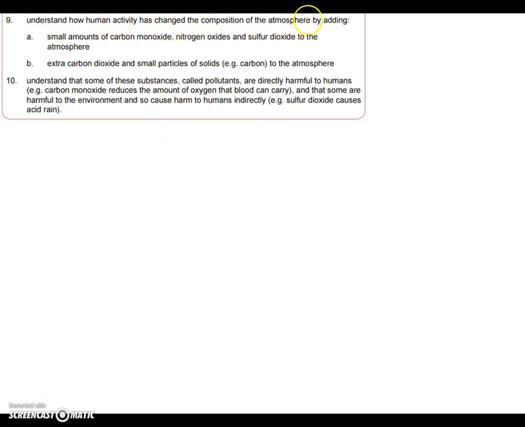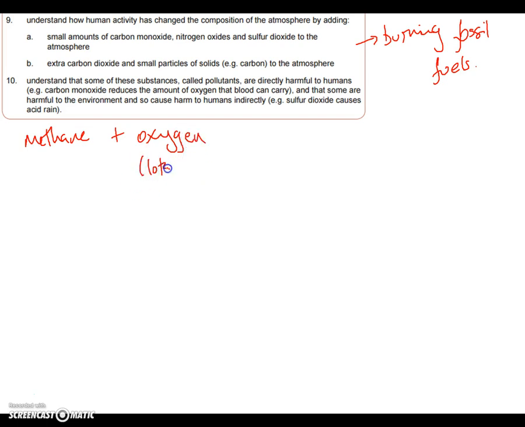Understand how human activity has changed the composition of the atmosphere by adding small amounts of carbon monoxide, nitrogen oxides and sulfur dioxide to the atmosphere, and extra CO2 and small particulates to the atmosphere. So again, this is generally from burning of fossil fuels. So the carbon monoxide, if we take the fossil fuels, so let's take methane as an example, and if we burn it in plenty of oxygen, lots of oxygen, then we end up with carbon dioxide and water.